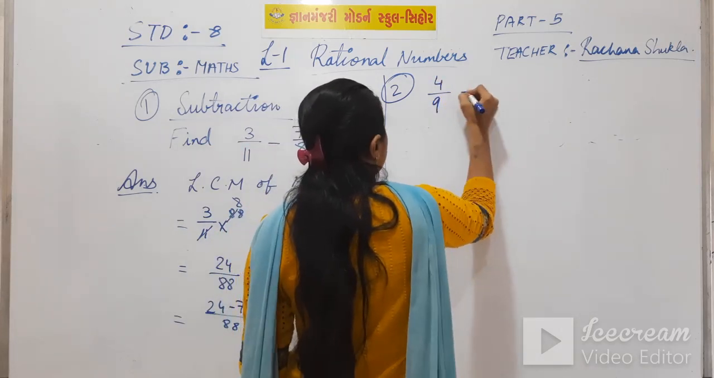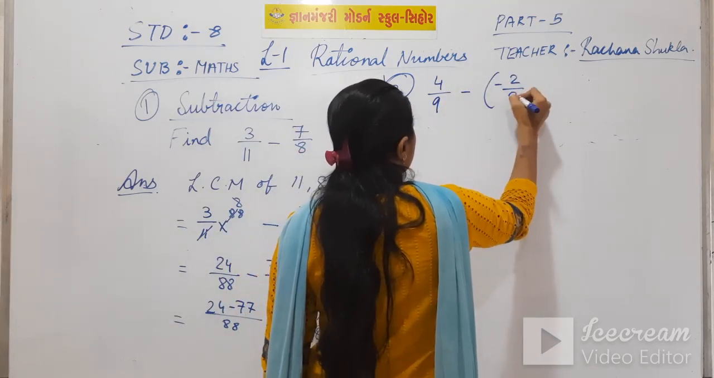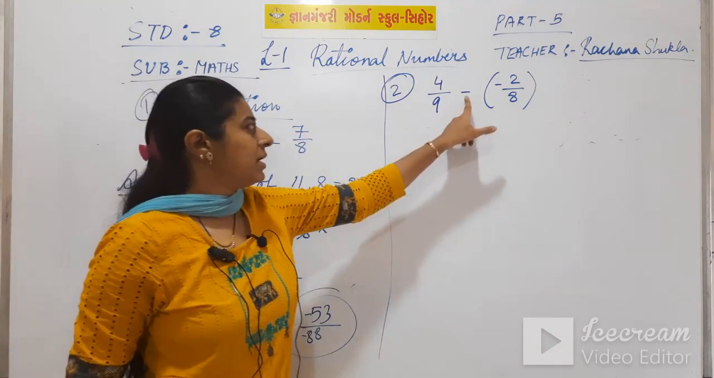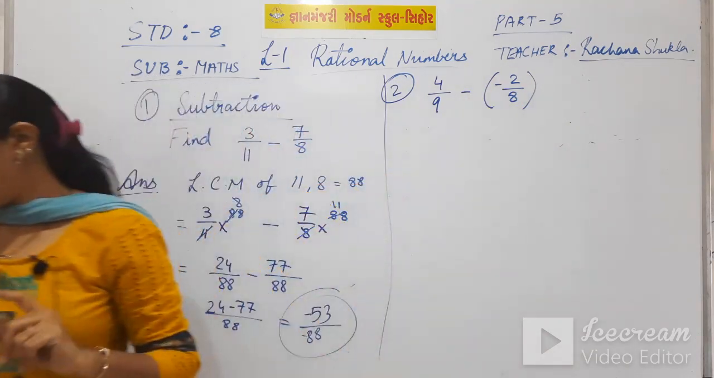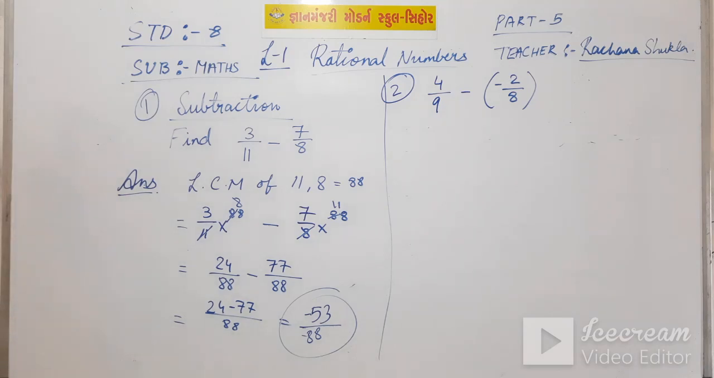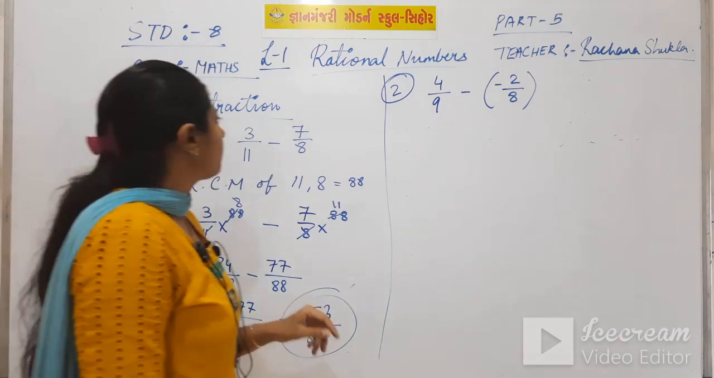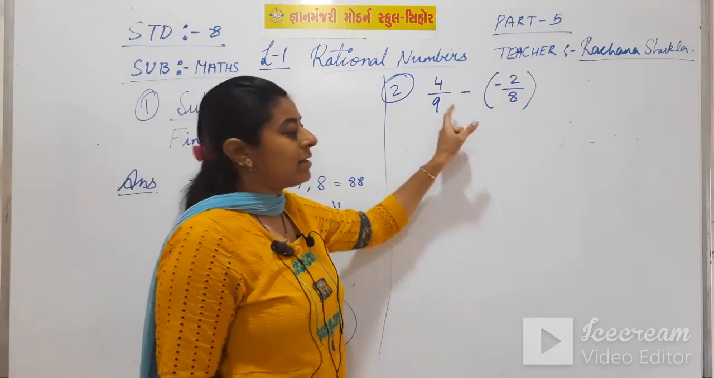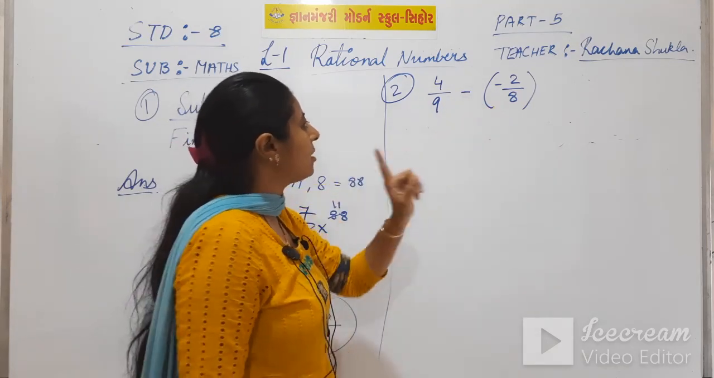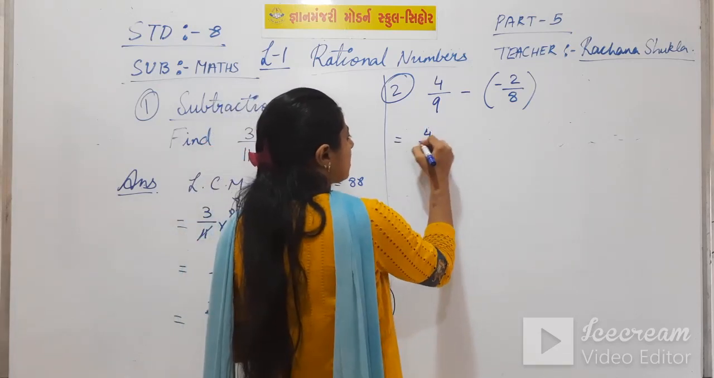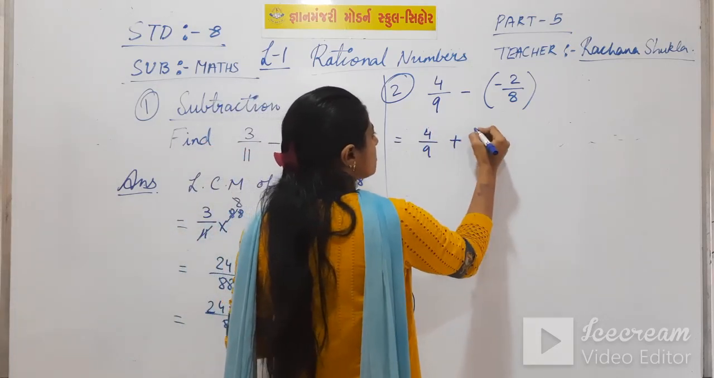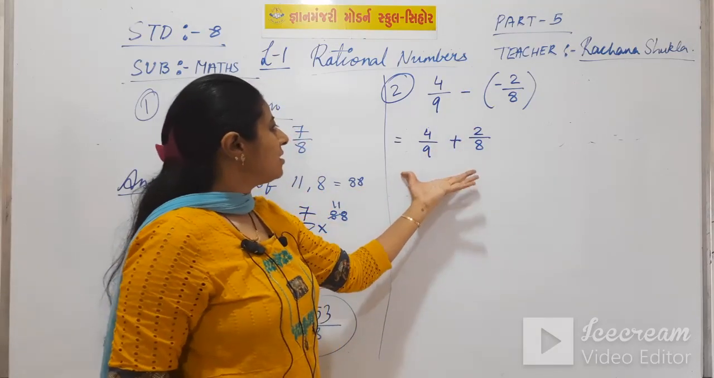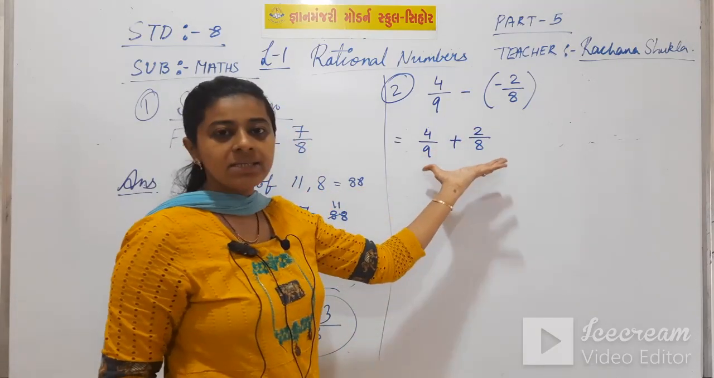Four upon 9 minus minus 2 upon 8. The sum is 4 upon 9 minus minus 2 upon 8. So let's start the sum. First of all, we will solve the bracket. Minus minus will become plus. I repeat once again, minus minus will become plus. Now we have to add these numbers.